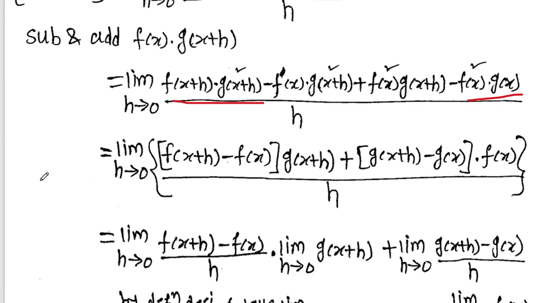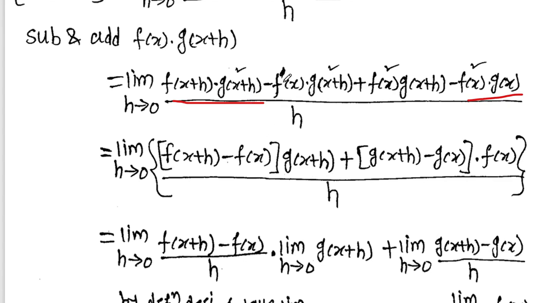Left hand side as it is, limit h tends to 0. What is the next step? Here we take g of x plus h as the common term. The remaining terms are f of x plus h minus f of x in brackets, into g of x plus h. From this we took g of x plus h as common, so the bracket contains f of x plus h minus f of x.